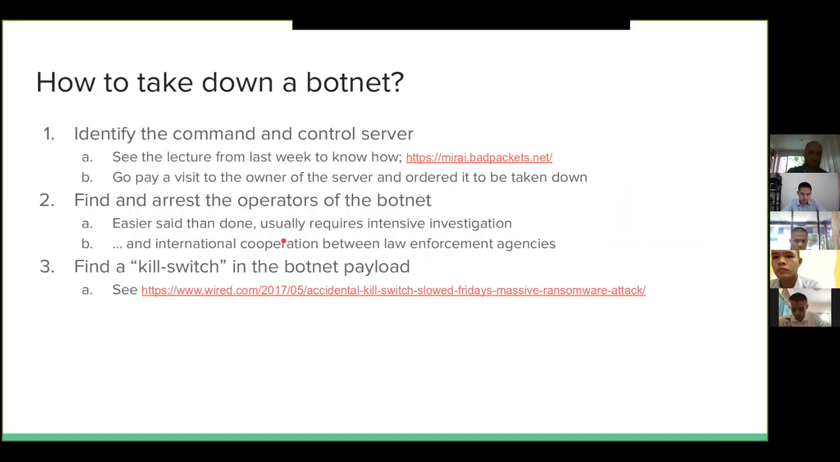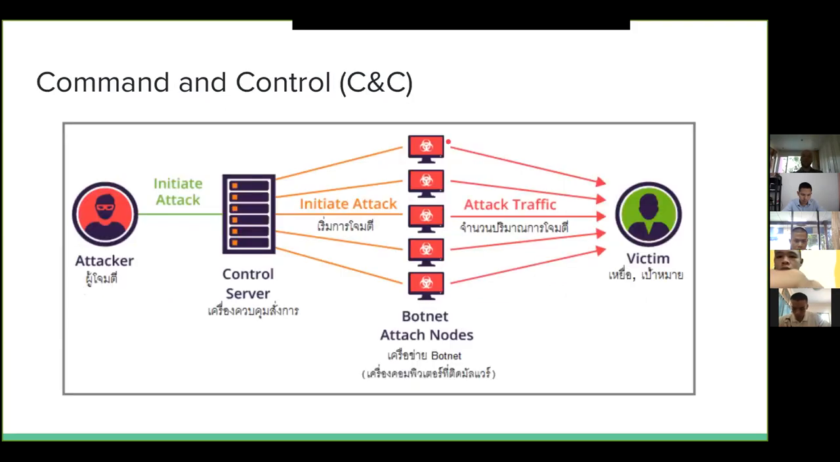Number two, find and arrest the operator of the botnet. Let's go back to this picture and say that the bots are in Thailand. So your router, your smart TV, your friend's router, etc., are all part of a botnet in Thailand. But the command and control server is in Cambodia or Vietnam. This can happen. The command and control server can be anywhere. So the crime is happening in Thailand, but the criminal is in Cambodia or Vietnam.